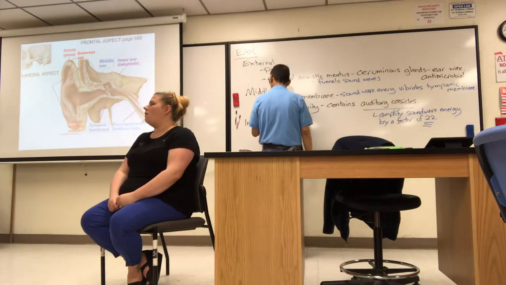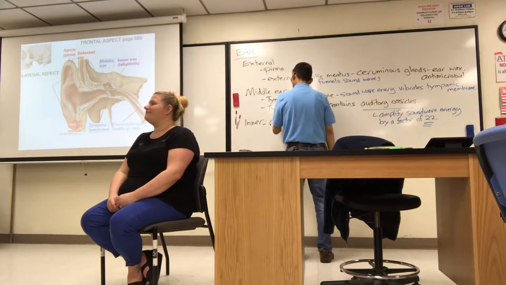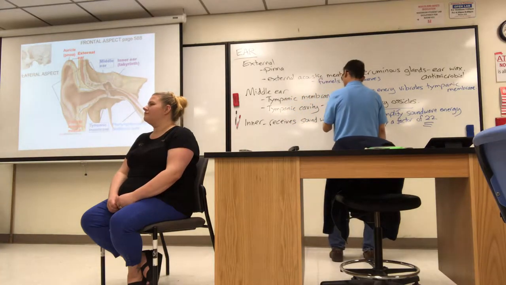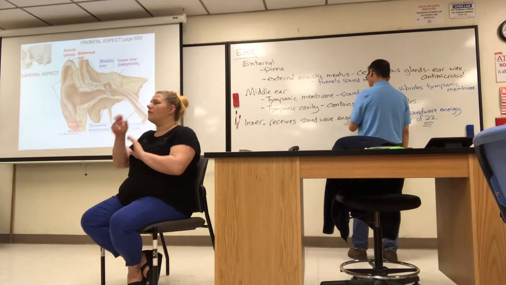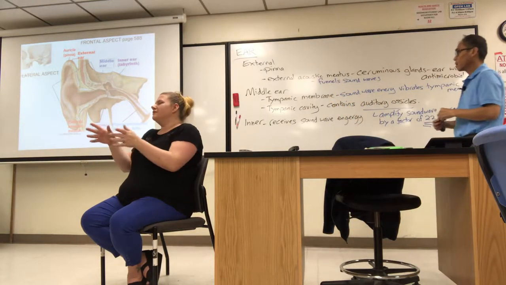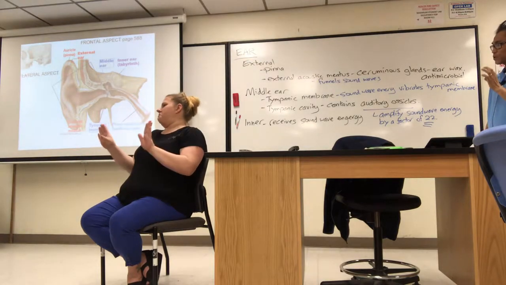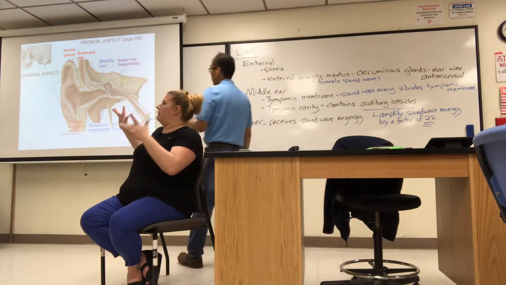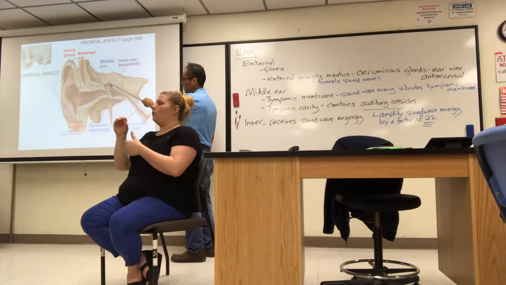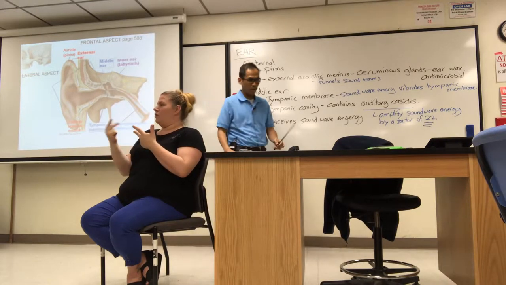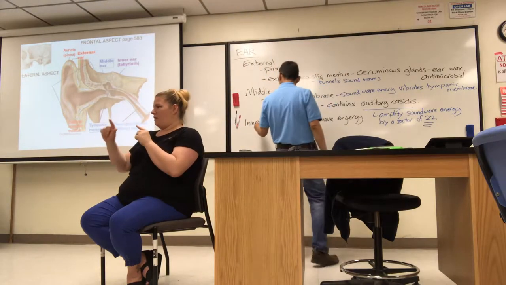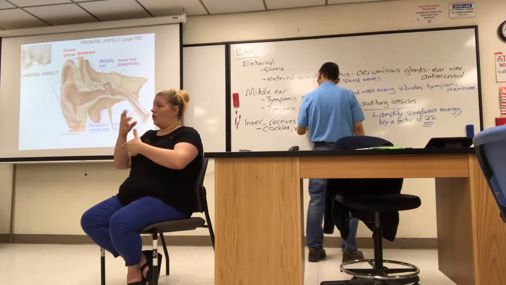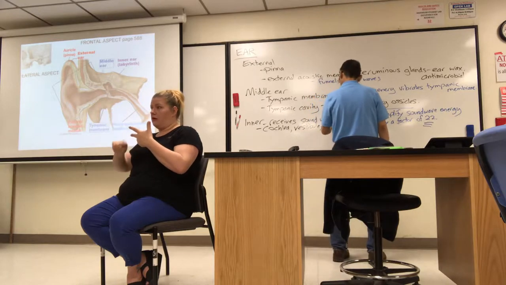So the inner ear receives sound wave energy. There's a lot more details there, and I'm going to get into it, but I'm just giving you an overview. The inner ear structure, you can kind of see it faded out right there. It's the cochlea, the vestibule, and three semicircular canals. So let me just write those terms on the board, and we'll draw it out later. The inner ear structure is the cochlea, the vestibule, and three semicircular canals.